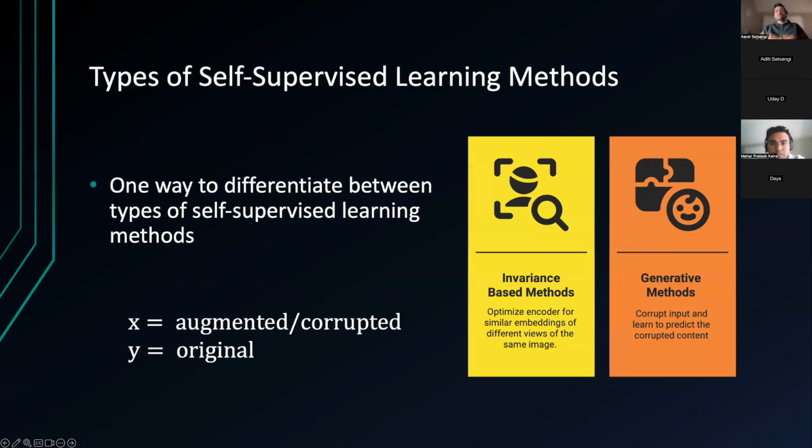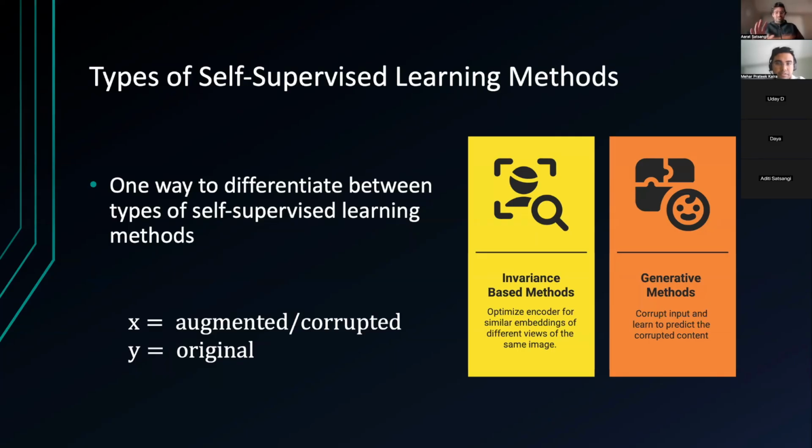So what are the types of self-supervised learning? There can be two types. It's one of the ways to do that. There are invariance-based methods and generative methods. And just to make the terminology constant for the rest of the presentation, when I say X, that is the augmented and corrupted part, and Y, that is the original part.